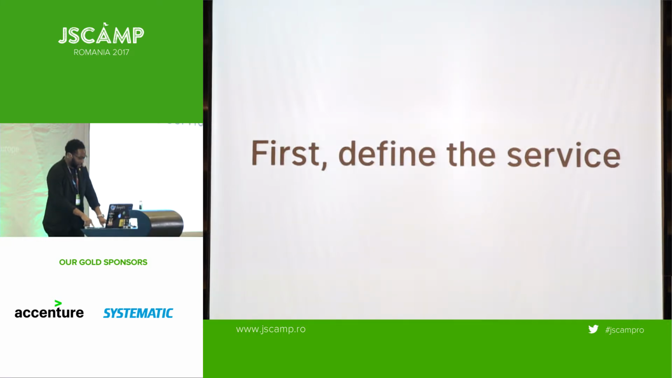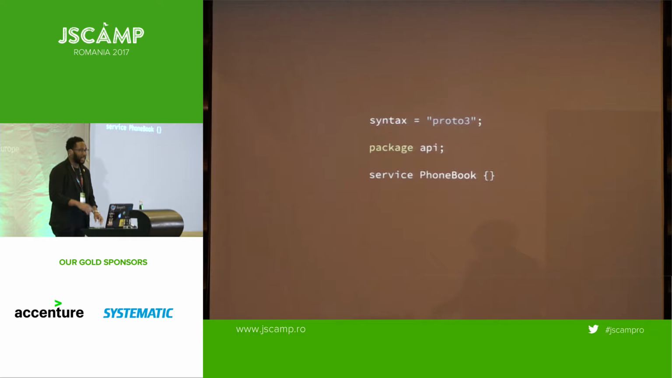So first, we're going to define our service, and we're going to be using just Proto3 syntax. And that reminds me, with protocol buffers, there's two versions, Proto2 and Proto3. For the most part, you should be using Proto3 from here on out, unless you have an old legacy version 2. But gRPC only works with protocol buffers version 3, so that's important.